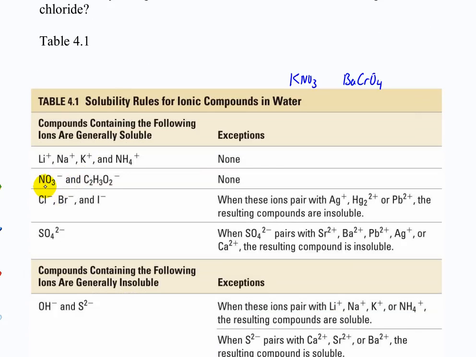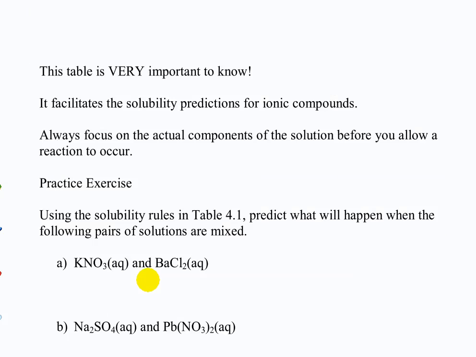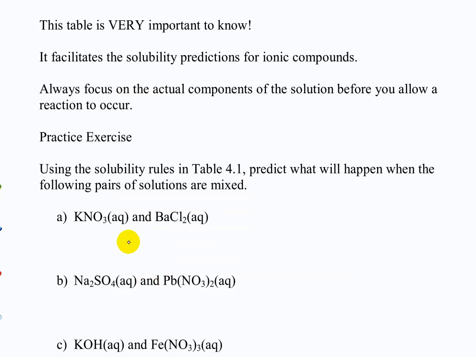Right. So all nitrates are soluble. So the barium nitrate will be soluble. And chlorides are soluble except for these ions, and we don't have that ion. So potassium chloride is also soluble. So what happens when these are mixed? Nothing. There's no reaction.